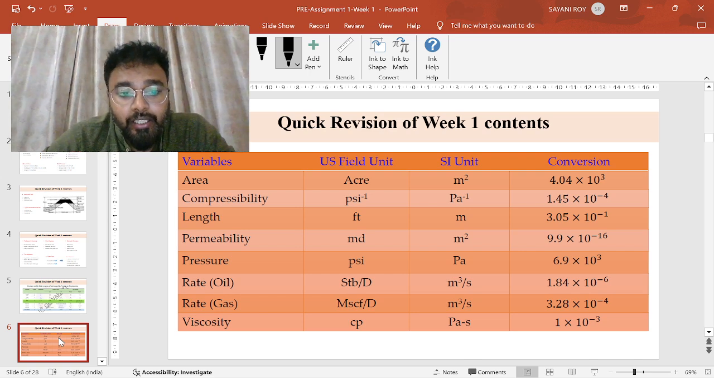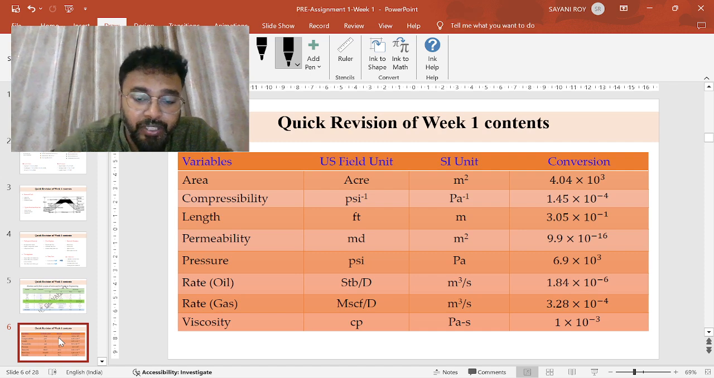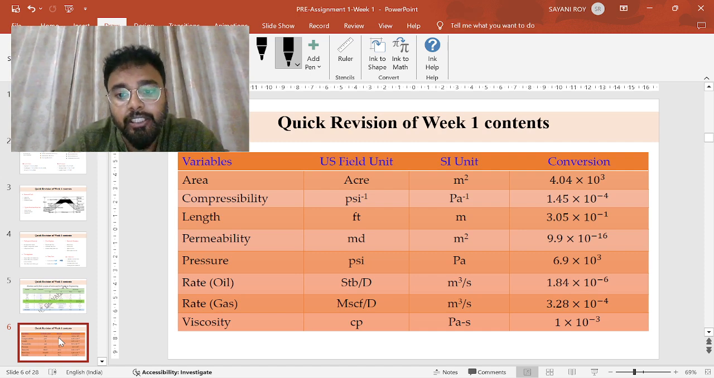Next is the variables used in the petroleum industry area. In field unit, we use acre. In SI, it is meter square. The conversion value is also given. For compressibility, it is pressure inverse, and the SI unit is Pascal inverse. For length, feet and meter. Permeability, millidarcy.